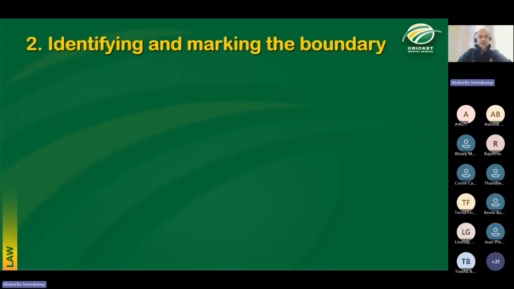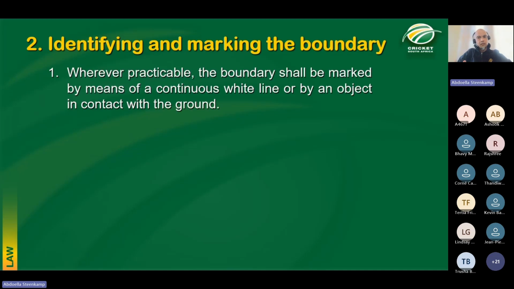So in terms of identifying, how do we mark our boundary? Preferably the boundary is to be marked by a continuous white line or by an object in contact with the ground. An example of this object is a rope that you see on TV, or those Toblerones that you see on TV. That's ideal, but we'll see later on, not all grounds have these white lines or ropes. So can you use anything else? We'll see it later in the slide.